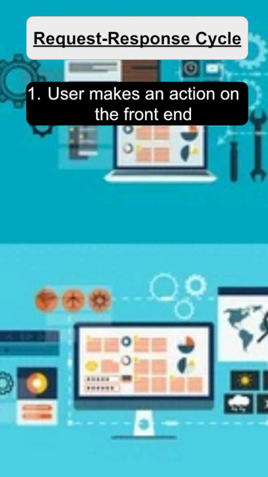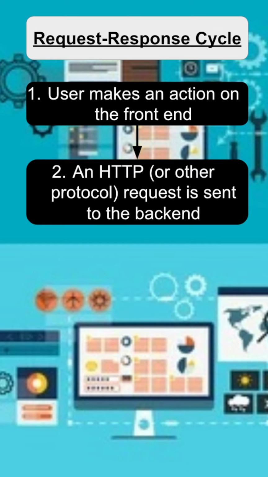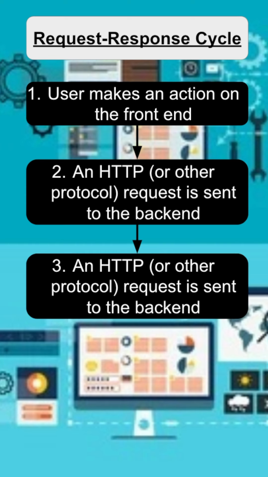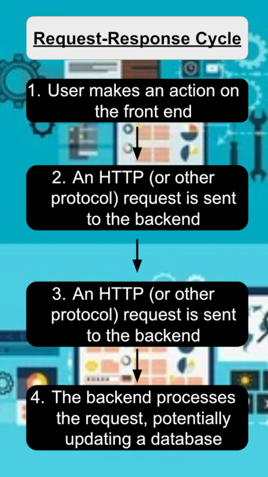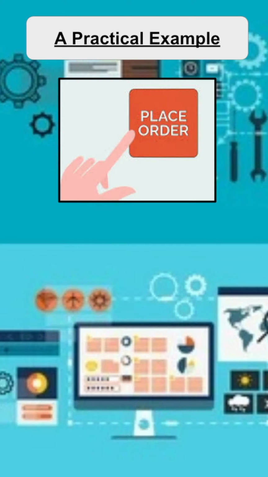We can break down this request response cycle into 4 simple steps. First, the user makes an action on the front end. From this action, an HTTP request is sent to the backend, and the backend processes this request. It may then even add this information to a database before finally sending a response based on the request back to the user. It's all one big cycle.